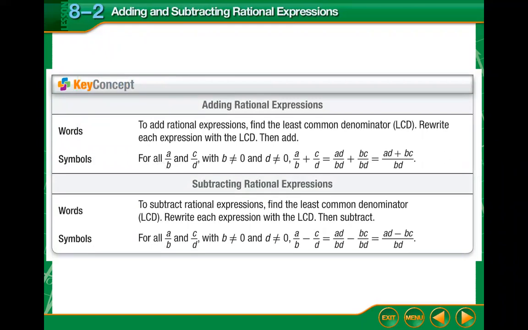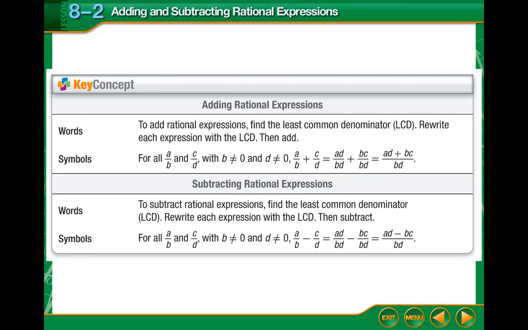Our key concepts for today are going to be adding rational expressions and subtracting rational expressions. Our first one, adding rational expressions. To add rational expressions, find the least common denominator, or LCD, rewrite each expression with the LCD, and then add. So, for example, we have a over b and c over d. B and d both cannot be 0 because, again, we cannot have 0 in the denominator.